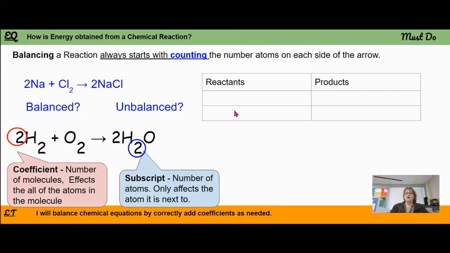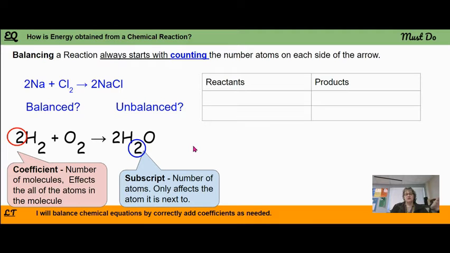Okay, so let's walk through one. The first thing you want to do is always start with counting. We're always going to start by counting the number of atoms on each side of the arrow. We're going to count the reactants and count the products and see if they're the same. If they are, we say it's balanced. If they're not, we say it's unbalanced.